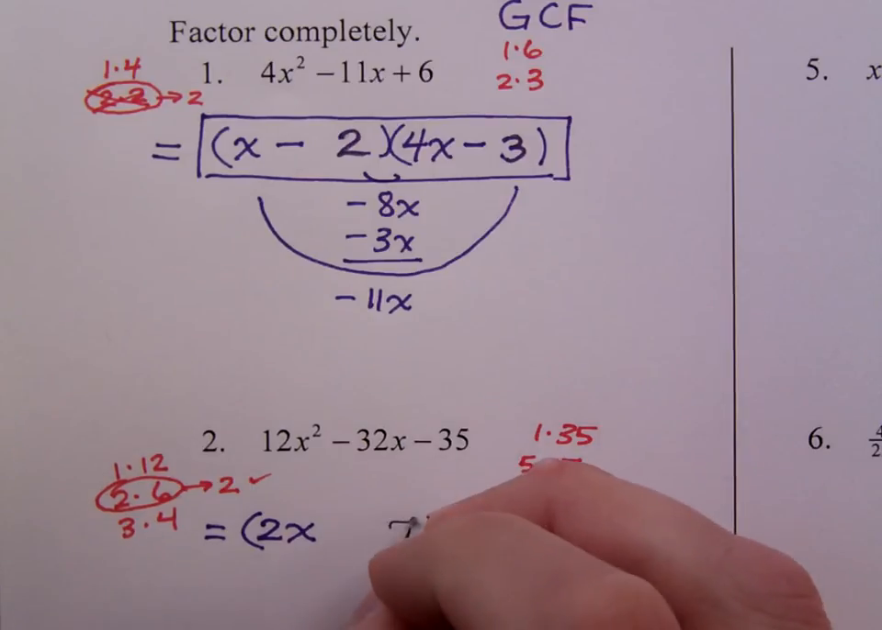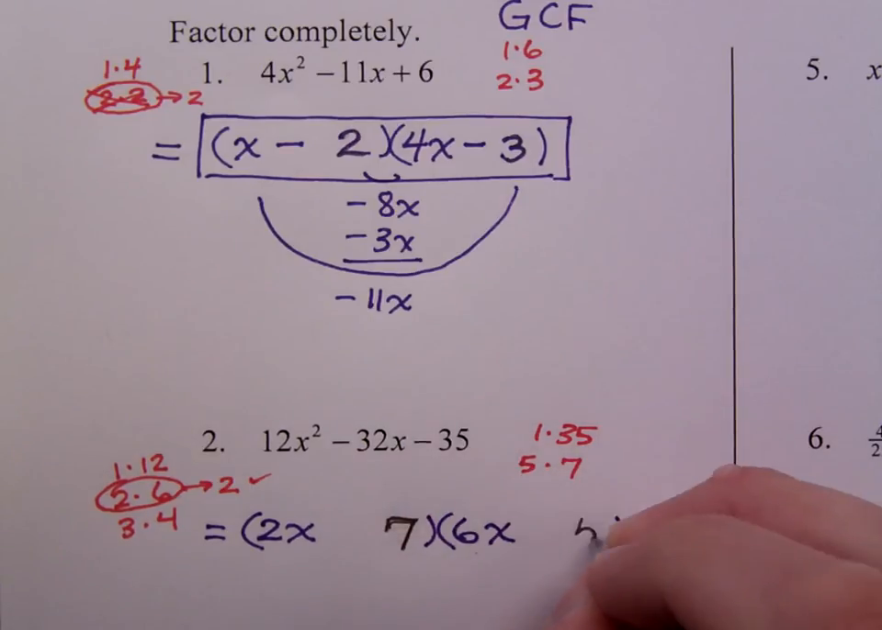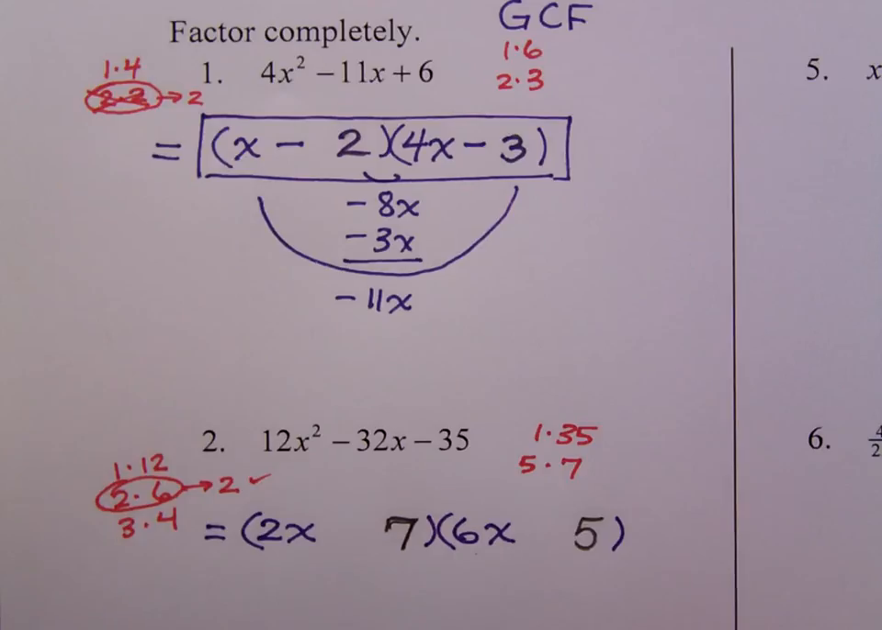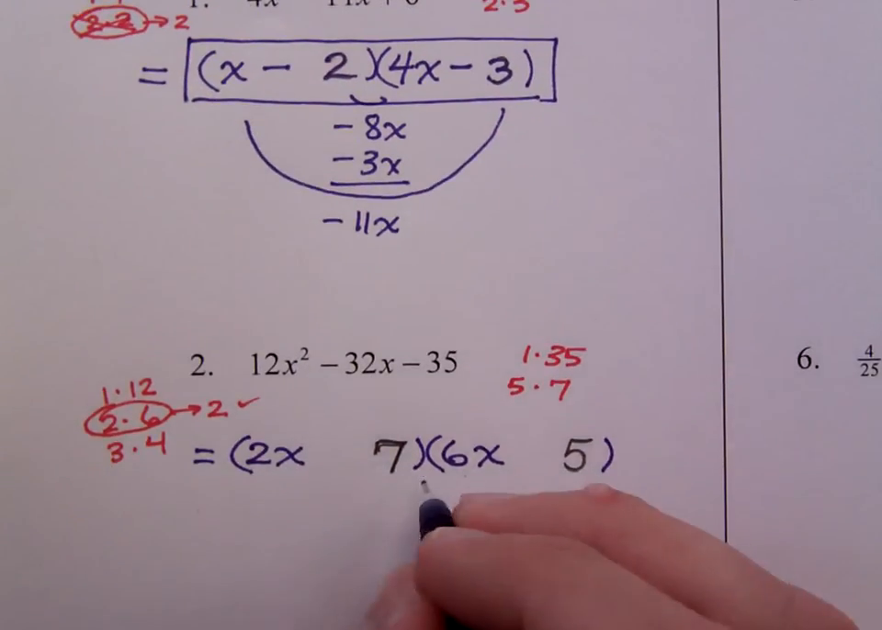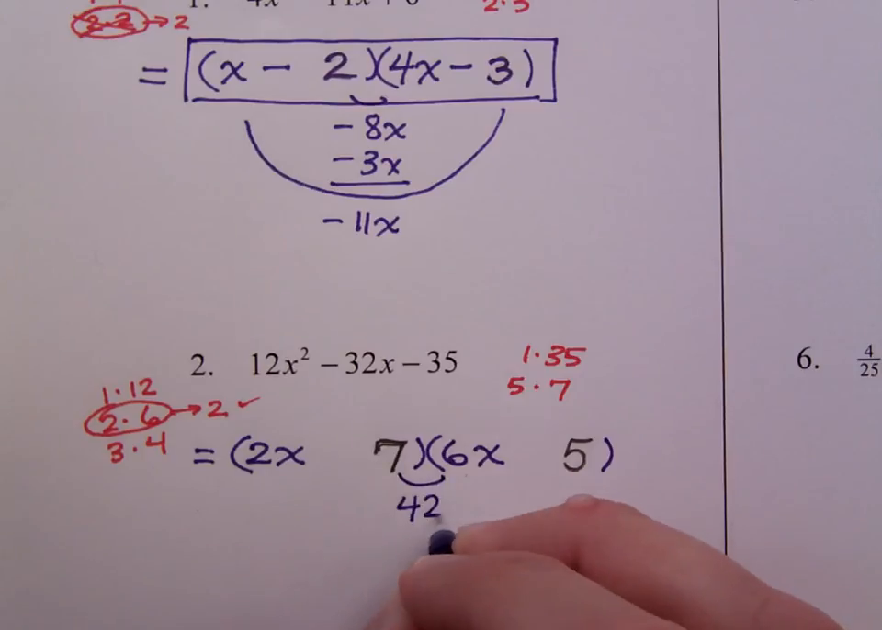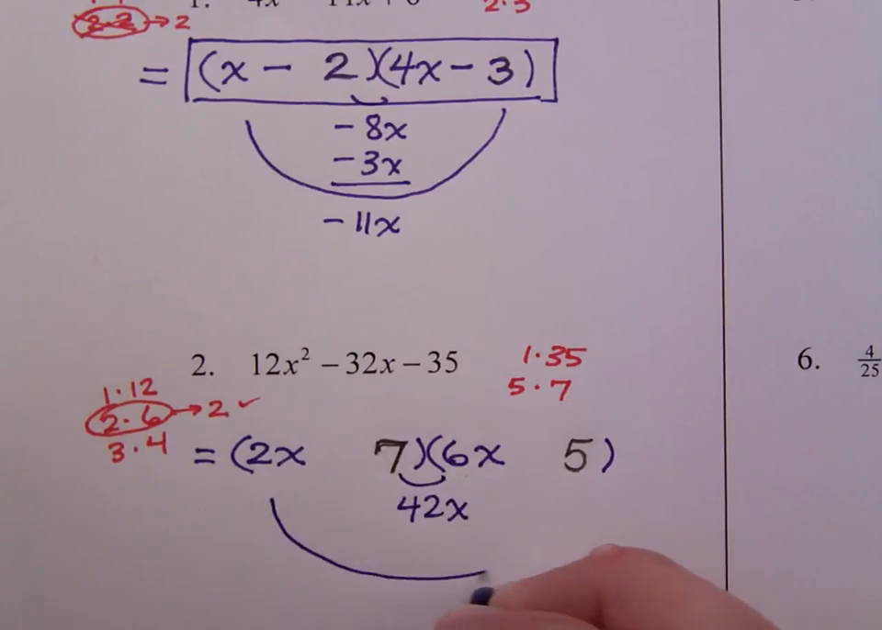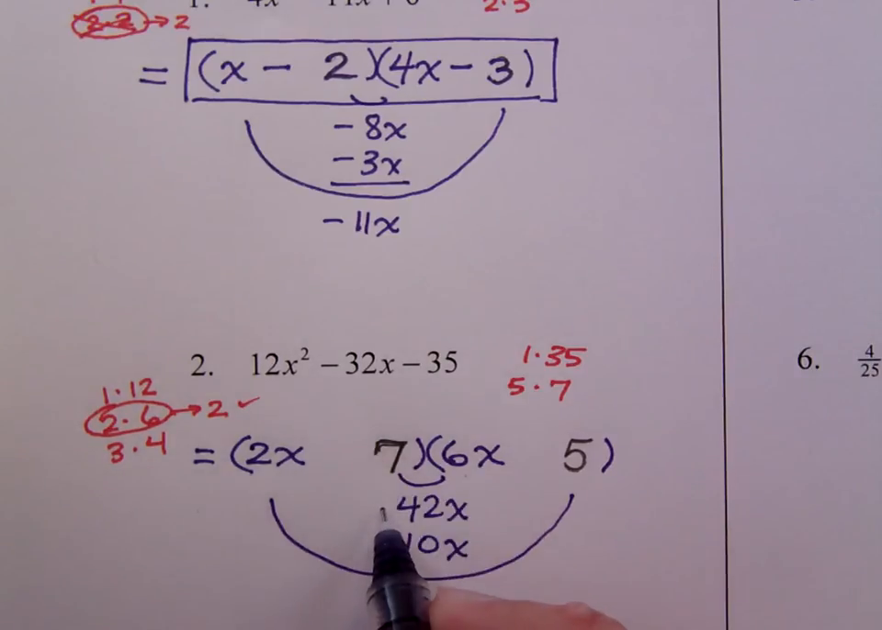So if I put a 7 here and a 5 with a 6, does that work out? Well, I think it does. On the inside here you get a 42x. On the outside is a 10x. Now, since we didn't know what the signs were, but we knew they needed to be opposite, that's a clue for us. To get a negative 32x means this guy had to be negative, and this guy has to be positive.